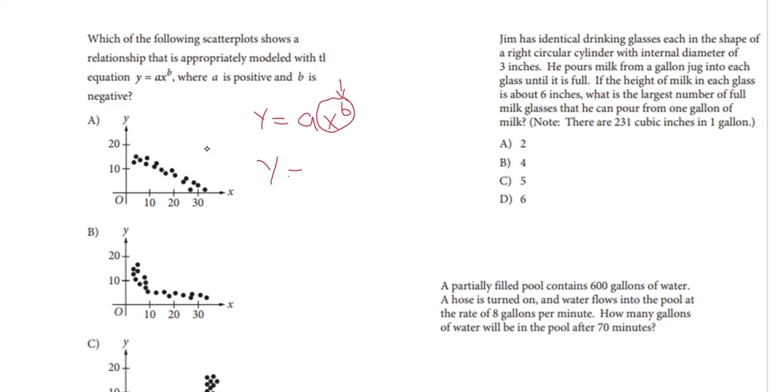So we're going to rewrite this as a over x to the power of b. Since a is positive, that means that we're going to be above the x-axis. And at this point, since x is in the bottom, we're going to have an exponential decay sort of trend. So if we look at A, it's a downward trend, which is sort of what we're looking for, but A has a linear downward trend.